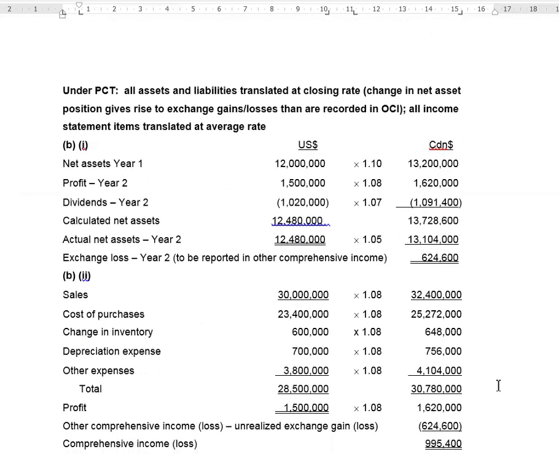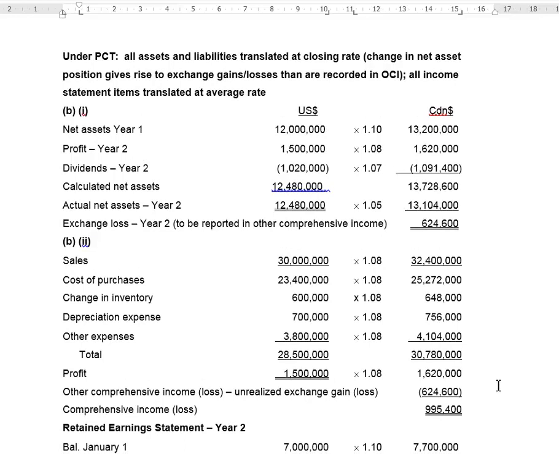In our next part here, part B, we'll go through a similar exercise following some different rules in order to determine under PCT, or presentation currency translation method, how we would translate our statements.